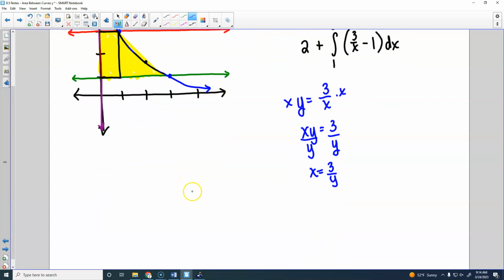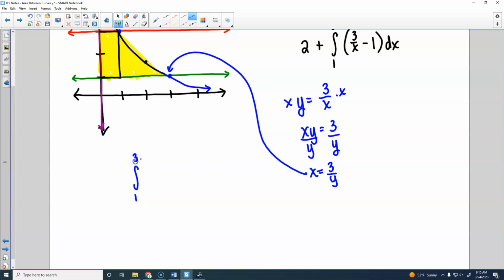X equals 3 over y. So that is this blue function here. I can either call it y equals 3 over x, or I can call it x equals 3 over y. They're both the same. And so if I want to do this in terms of y, I could integrate, what would my limits be? 1 to 3. I'm pulling those from my y-axis here.